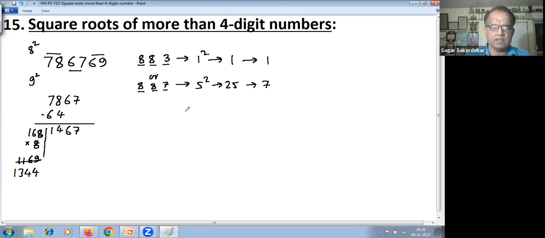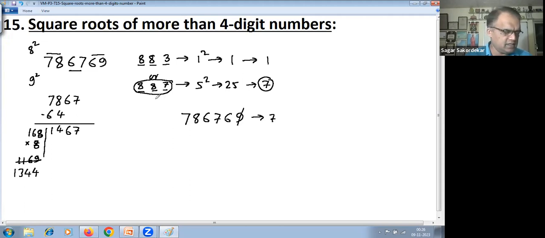Now let's take the digit sum of this: 7, 8, 6, 7, 6, 9. Only 9 is cancelled here. The rest all will be added. 7 plus 8 is 15. 15 means 6. 6 plus 6 is 12. 12 means 3. 3 plus 7 is 10. 10 means 1. And 1 plus 6 is 7. So it matches with this, and that's why the answer is 887. The answer of this is 887.